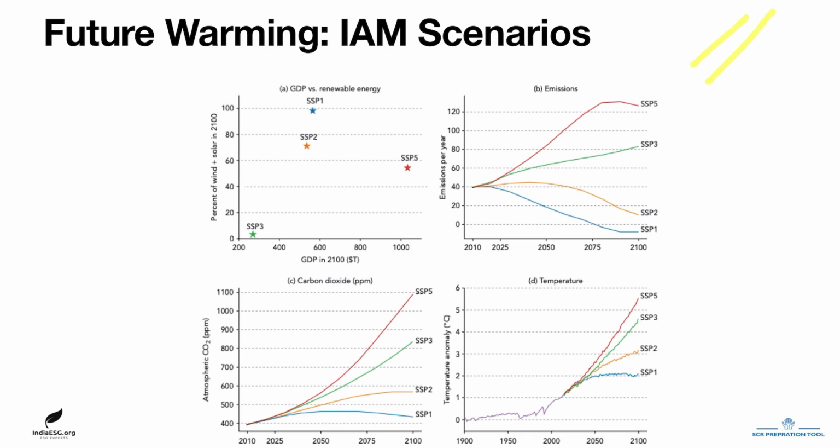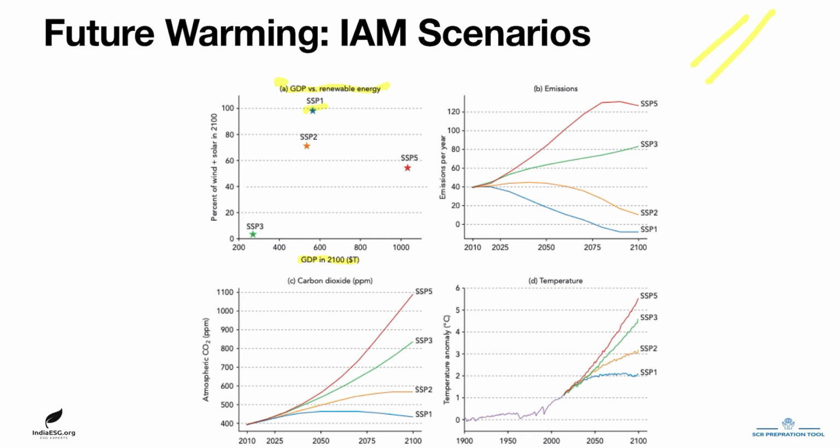Now if you see in this graph, the first one shows the world's GDP versus renewable energy under different SSPs. In SSP1, the percentage of wind and solar is highest, and GDP is at roughly around 600 trillion. In SSP5, GDP increases, but the percentage of wind and solar is less than 60%.